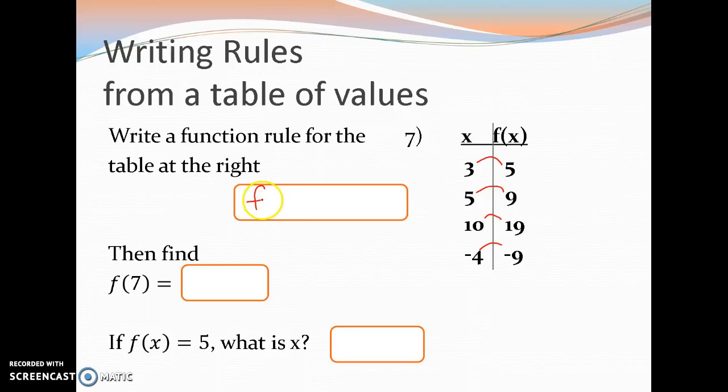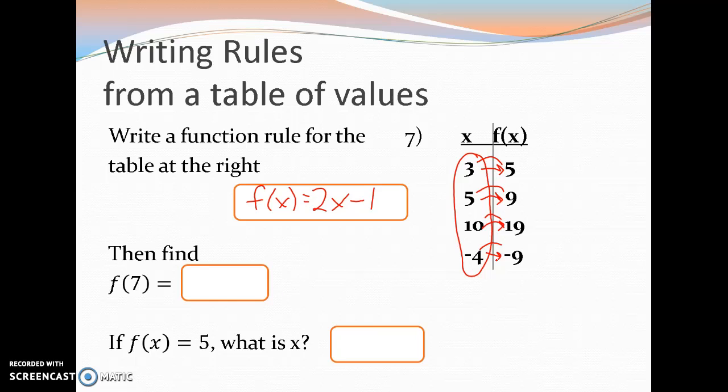So if you've done that, hopefully you were able to figure out that if you take these x values here and double them, so you multiply them by 2, subtract 1, you always get the numbers on the right. So 3 times 2 is 6, but 6 minus 1 is 5. 5 times 2 is 10, but 10 minus 1 is 9. 10 times 2 is 20, but 20 minus 1 is 19. And negative 4 times 2 is negative 8, and negative 8 minus 1 is negative 9.